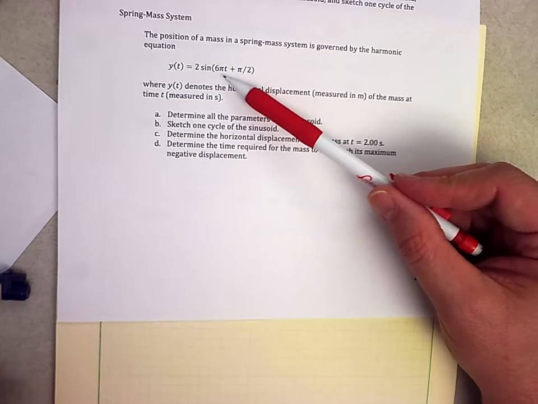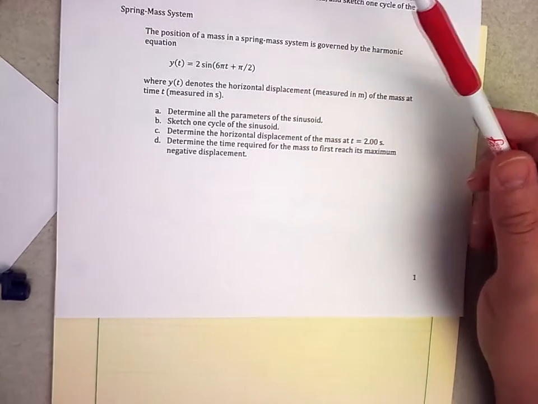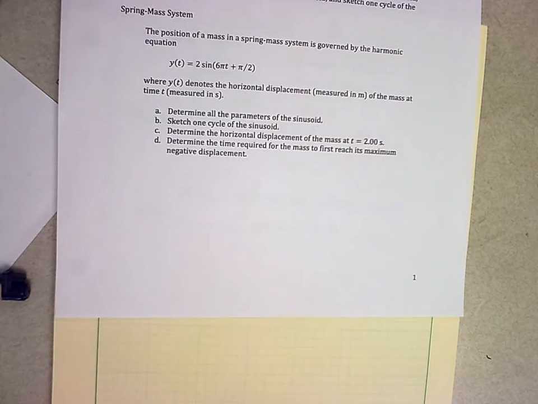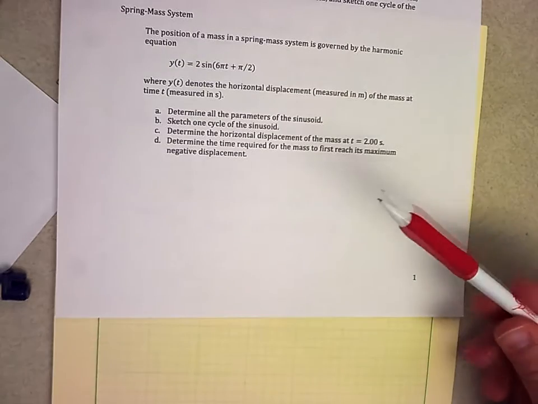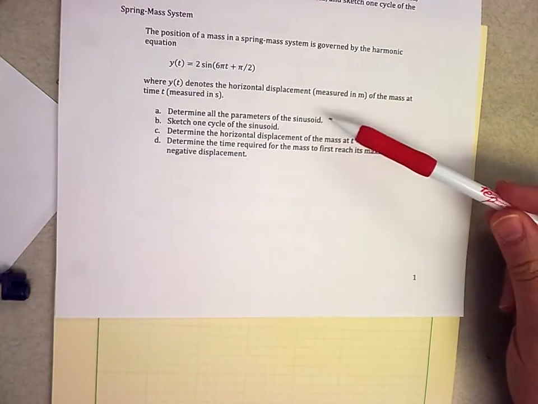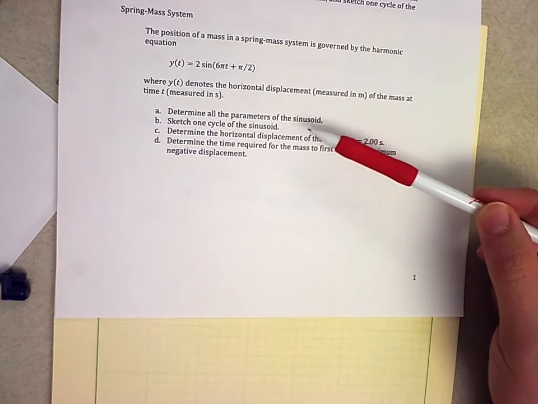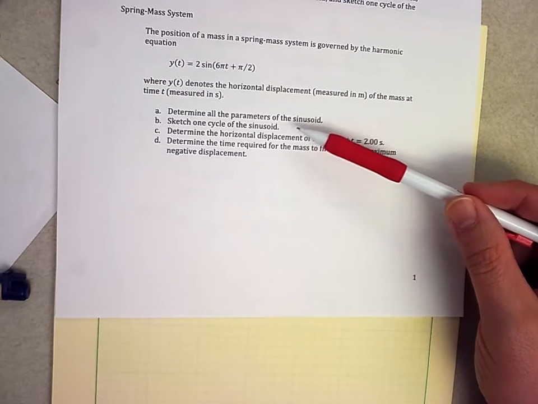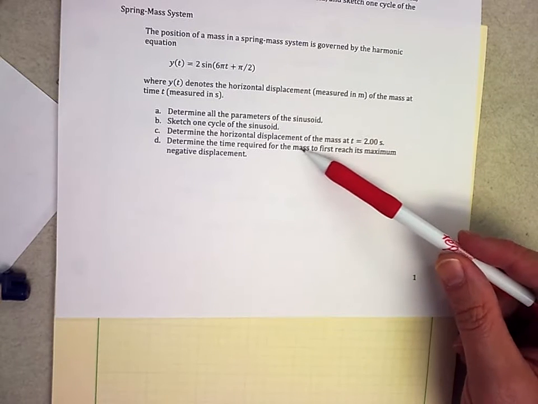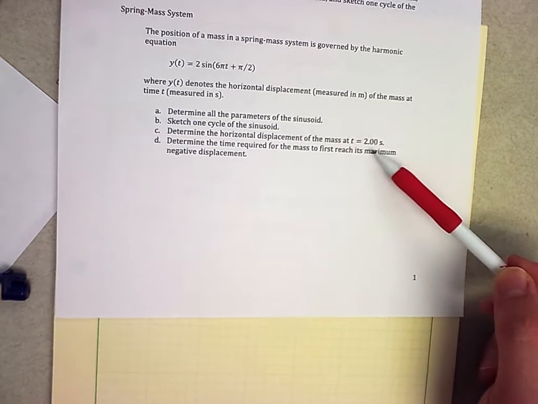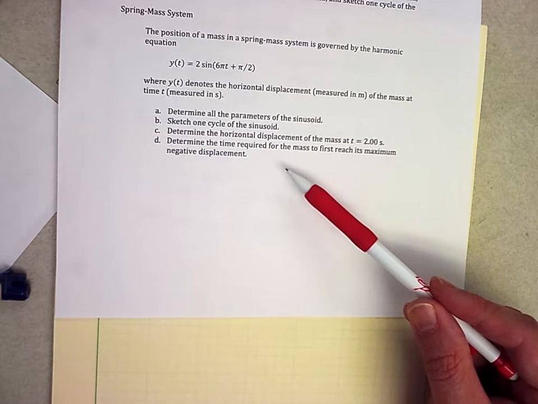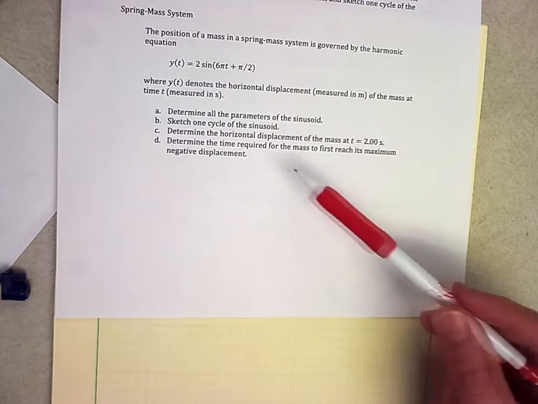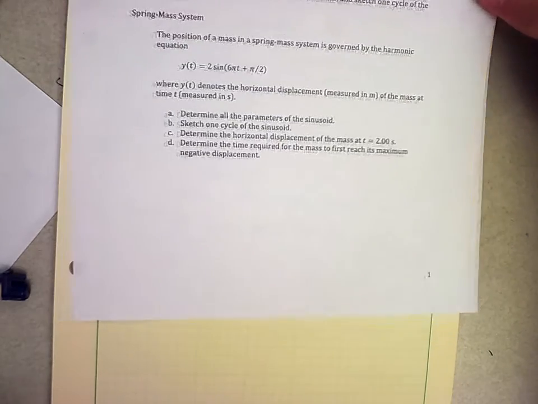of the quantity 6 pi t plus pi over 2, where y denotes the horizontal displacement, measured in meters, of a mass at time t measured in seconds. And it wants us to determine several different factors. It wants us to determine all of the parameters, the 6 things that we've talked about finding. It wants us to sketch the sinusoid. It wants the horizontal displacement at a given time of 2 seconds. And it wants the time required for the mass to reach its maximum negative displacement, in other words, as far as it goes in the negative direction.